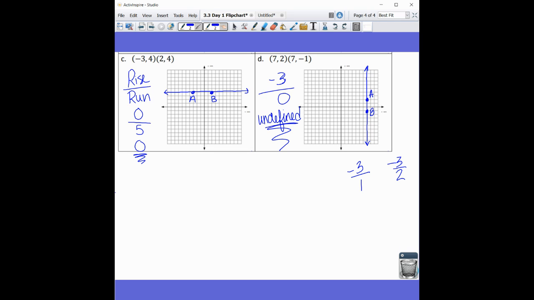So, like when subtracting, would you still get undefined? Because you would end up getting, look, 7 minus 7. 7 minus 7. 0.